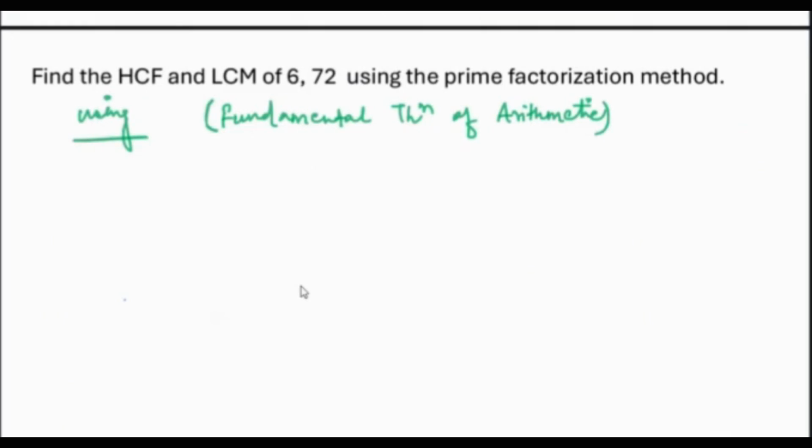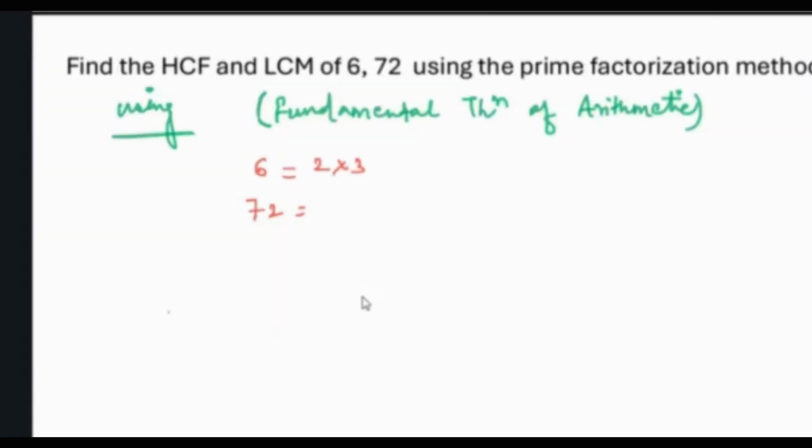So using the fundamental theorem of arithmetic, how can I write 6? 2 into 3. And what about 72? Try to factorize it. 2 cube into 3 square. Now what is HCF?